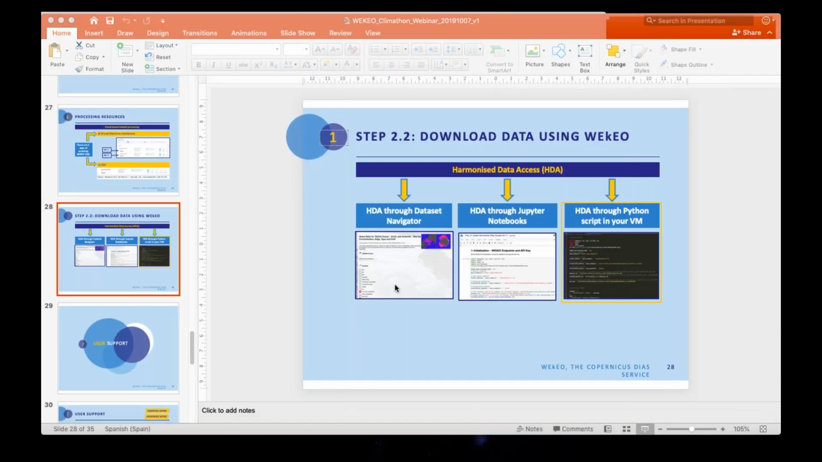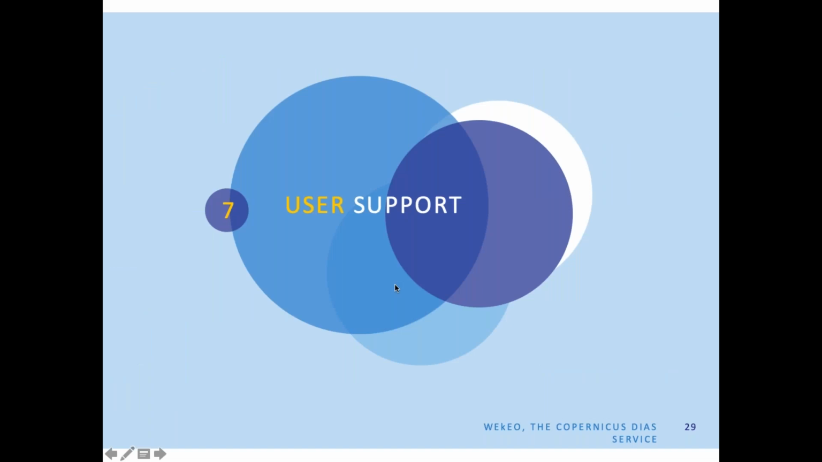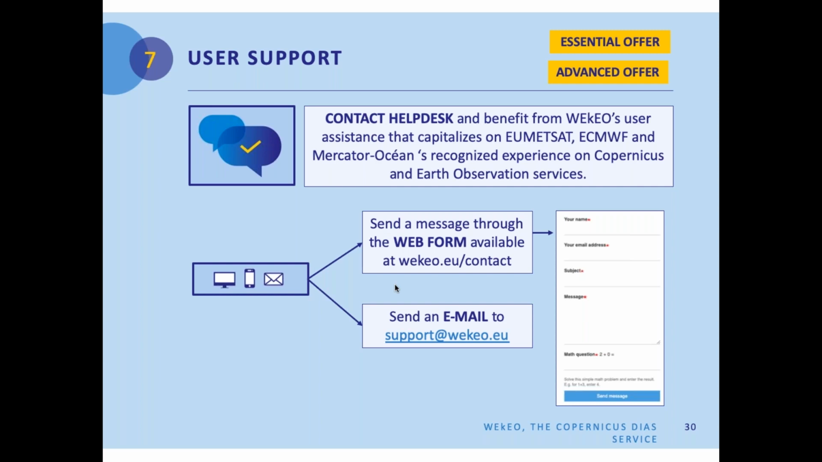Finally, I would like to comment a little bit on the user support available for WEkEO. We can be contacted through a web form that is available on our website, or you can also send an email to support@wekeo.eu. We have experts from the three institutions, from EUMETSAT, from ECMWF, and Mercator Ocean, and then from there you can send us your requests about specific data sets, and if necessary, the request will be forwarded to the expert in the field.